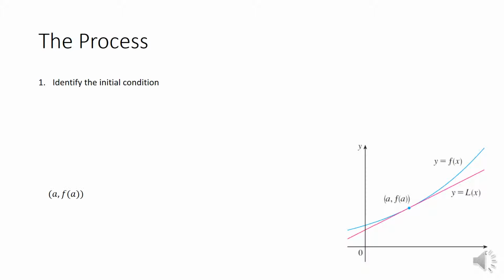So how do you do this? The first thing you need to do is identify the initial condition, so an x value and a y value for a particular point, which is going to be the center of your line. Then you need to find the derivative at that point, which is the slope of the function at that particular point, and it's going to be the slope of your line.